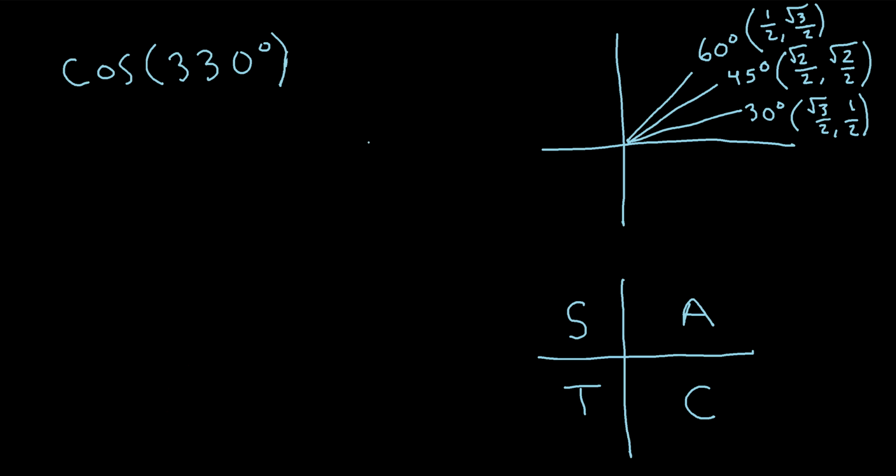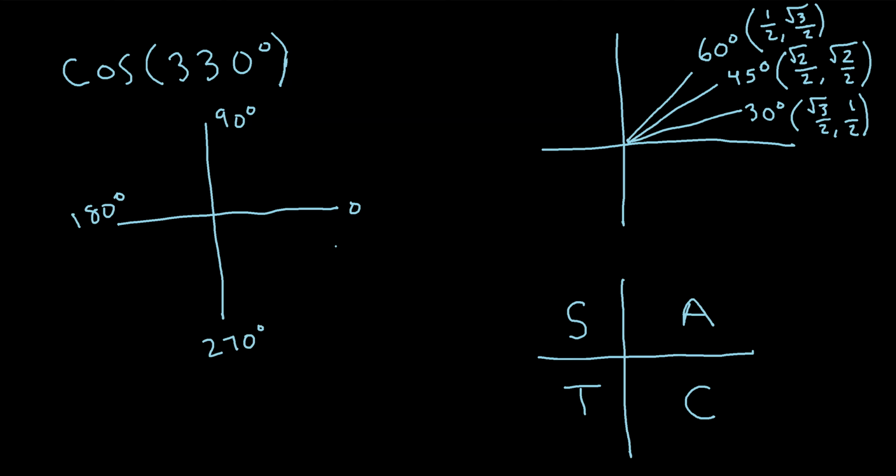All right, let's try another one. Let's say we want to find the cosine of 330 degrees. So if we draw our unit circle again, here we've got 0, 90, 180, 270, and if we go all the way around the circle, that's 360. If we were to draw the angle 330 degrees, starting at 0, we go around the circle, and we land somewhere over here. This is 330 degrees.